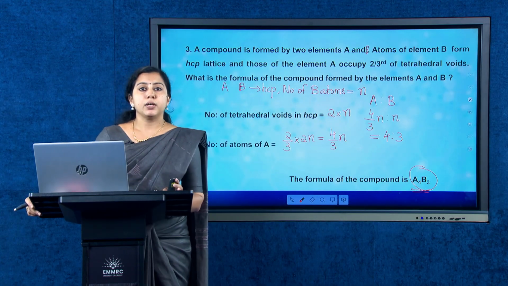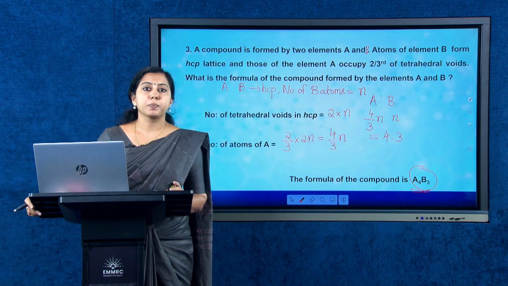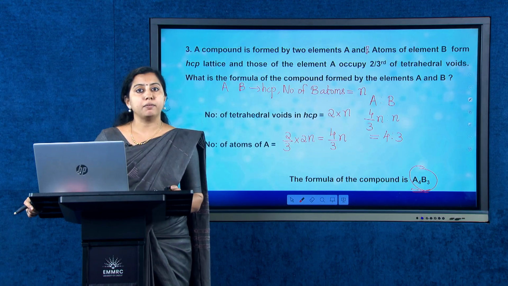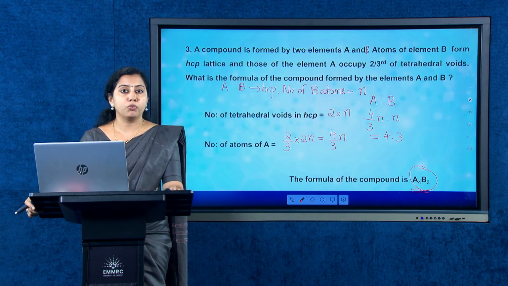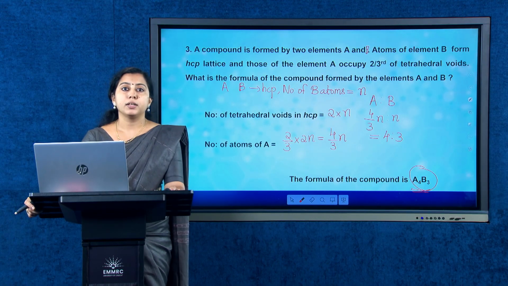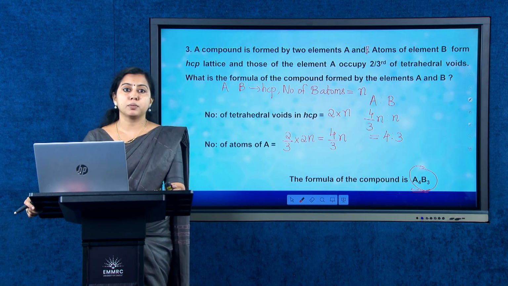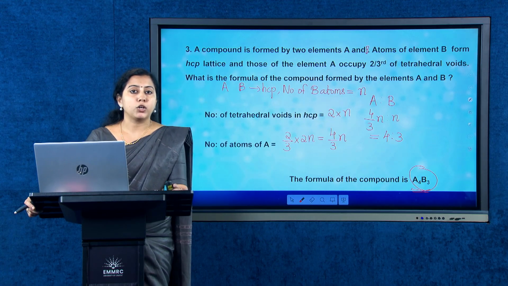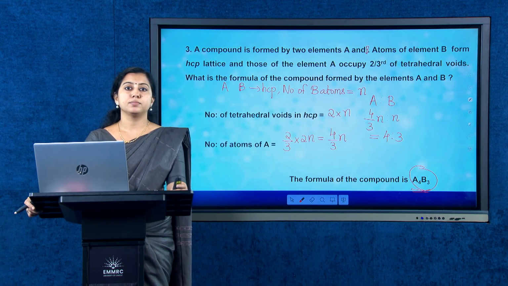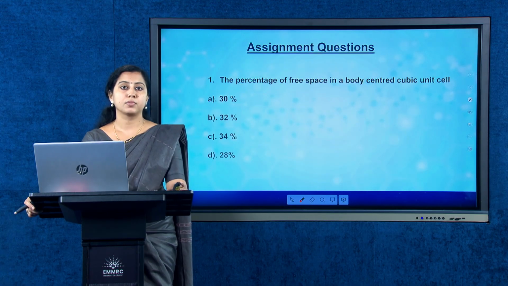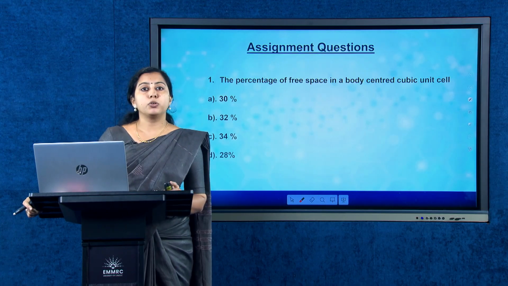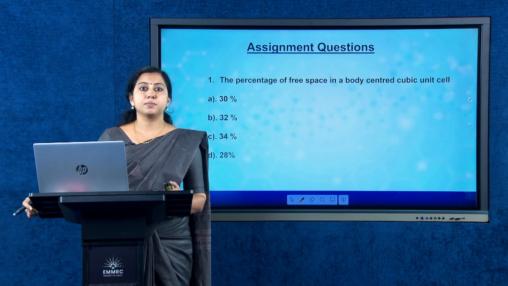In this manner, we can find out the formula of the compound given the number of voids or the arrangement adopted, whether it is a cubic close packing or a body centered arrangement, etc., adopted by the spheres. Now, let us move on to a few assignment questions.